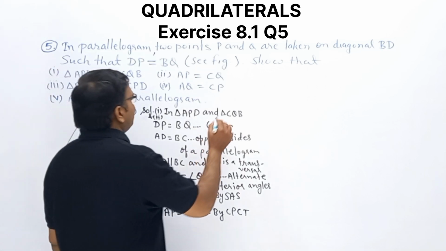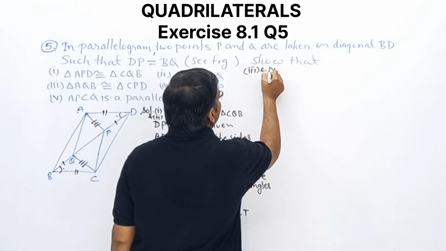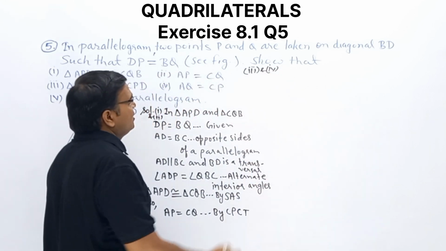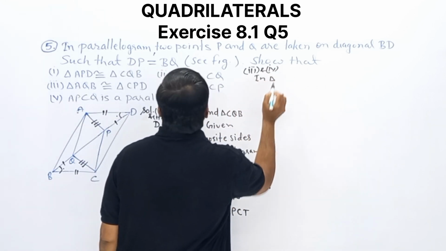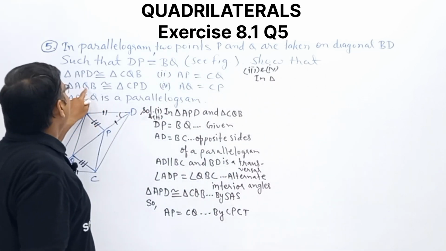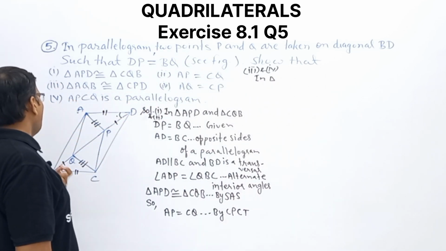Now 3rd and 4th one. What about the 3rd one and 4th one? To solve the 3rd and 4th one, in triangle AQB and triangle CPD, what we want to show? We want to show congruent.